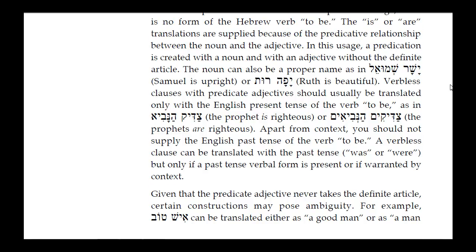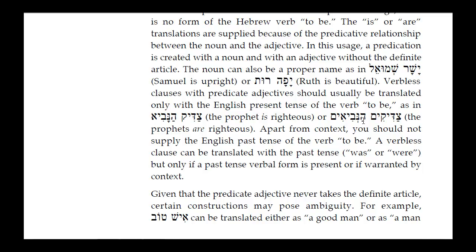Like I said, it should be used in English tense like Sadiq. We have Sadiq Hanavi, the prophet is righteous, or Sadiqim Hanaviim, the prophets are righteous.